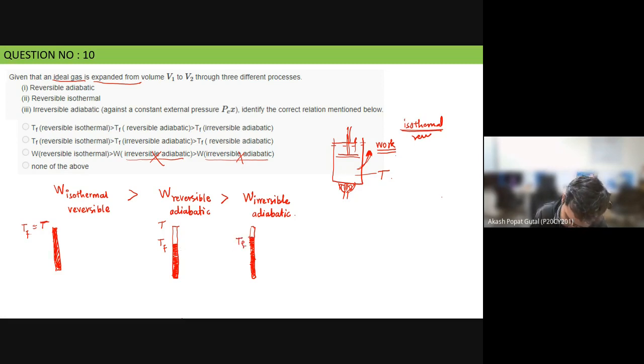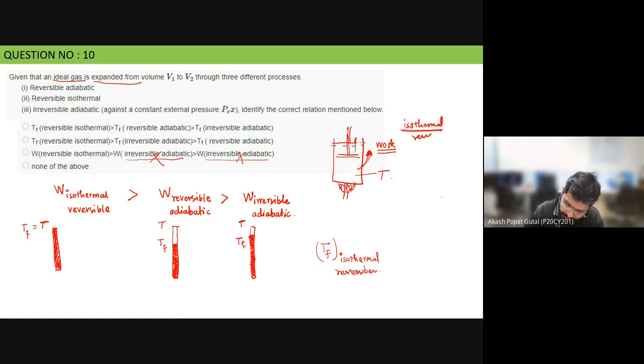So we can see the difference. So how can we relate these three? T final of isothermal reversible is always larger, because at the end the isothermal reversible temperature will be constant. After that, we need to comment about these two. The second highest will be irreversible adiabatic.